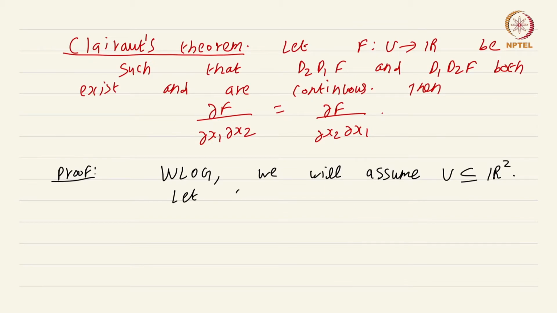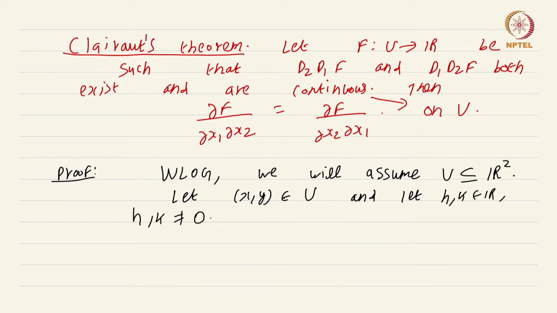So let the point (x, y) be in U. Of course I didn't mention, it should have been obvious, that the second partials are continuous on the whole of U. So let me just add it so that there is added clarity. So take this point (x, y) in U and let h, k be in R, both h and k not 0.